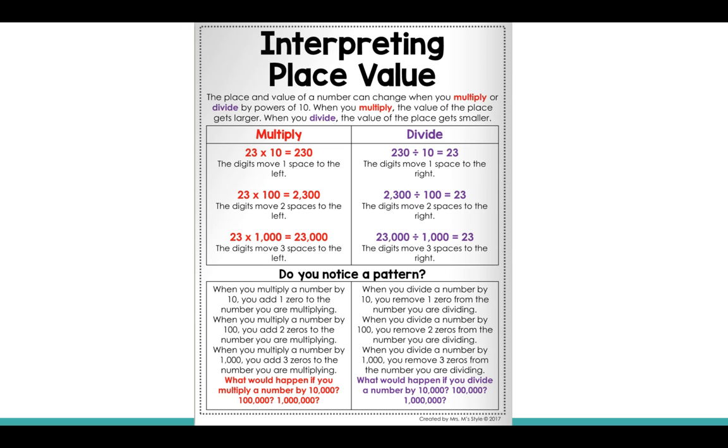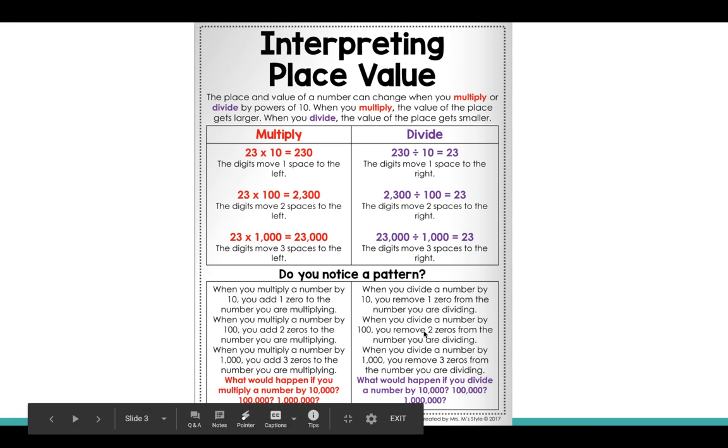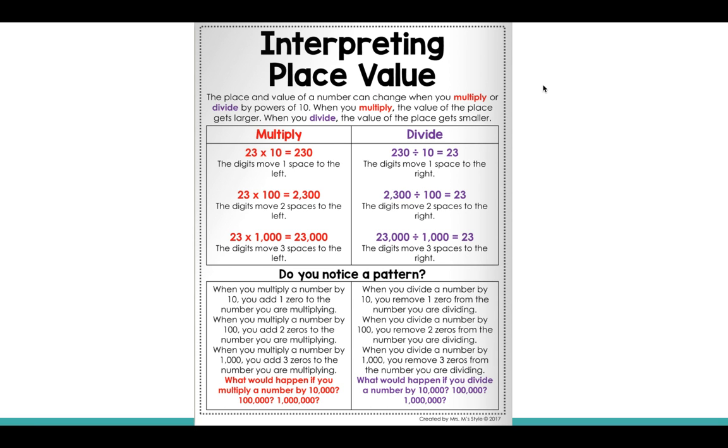First, just a quick review of our zeros trick. I want you guys to look at when we multiply. Remember I taught you guys if I did 23 times 1, I would have 23, but when I multiply it by 10, I add that 0. So remember my digits move one space to the left, and I had to add in that 0. When you multiply a number by 10, you add 1 zero to the number that you are multiplying. So if you need to review your zeros tricks, you can look at this page on your slide, Interpreting Place Value.